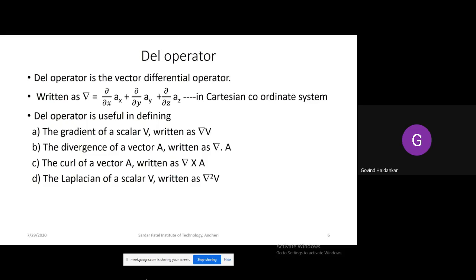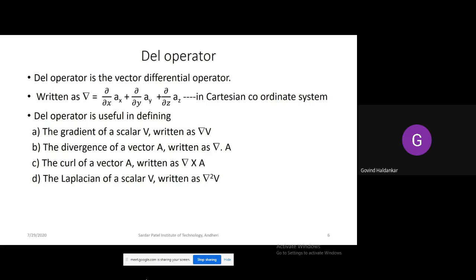In the Cartesian coordinate system, it is defined as ∂/∂x, ∂/∂y, ∂/∂z. Here ax, ay, az are the unit vectors. Using the del operator, we can define a few terms like the gradient of a scalar. How do we write the gradient of a scalar? You should always remember that the gradient of a scalar is written as del V, because generally we define scalar potential as V, and it is written without any space between the del operator and the V function.